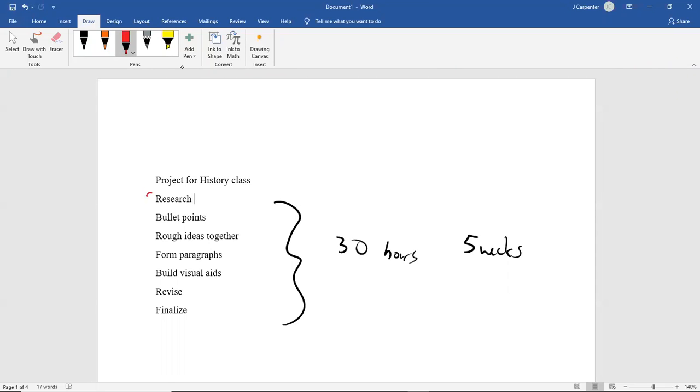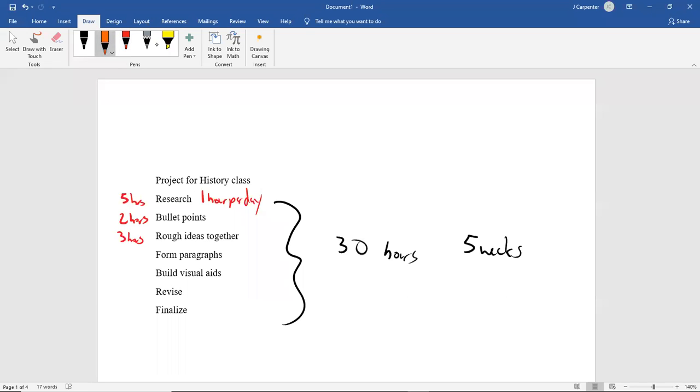So the research might take you 5 hours. So during the first week, you should probably spend like 1 hour per day, if you can do that. Otherwise, you're gonna have to spend 2 hours a day in week 2, or 5 hours all in one day, just getting it done whenever. Your bullet points, this is probably gonna take you maybe 2 hours, 3 hours. And getting your rough ideas together, so you take your bullet points and you start building on that, maybe that's gonna take you 3 hours.